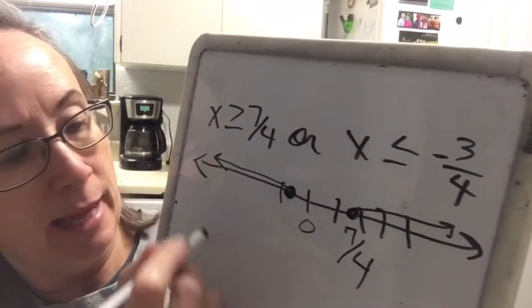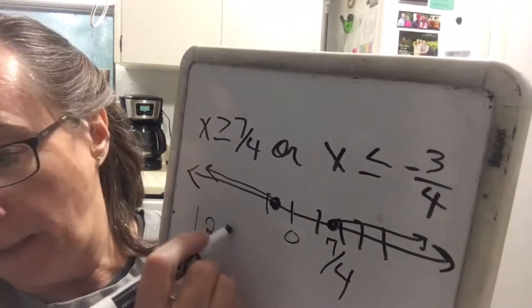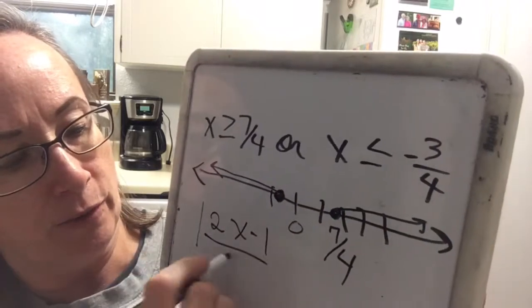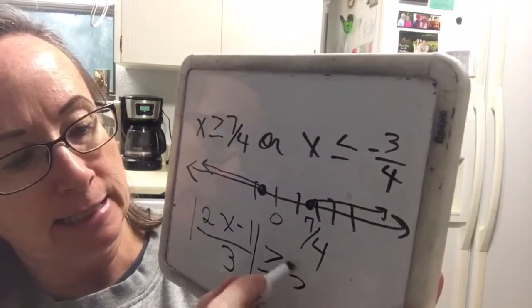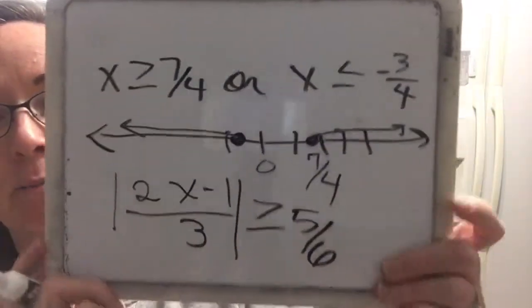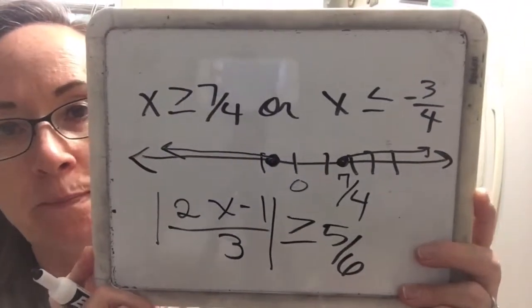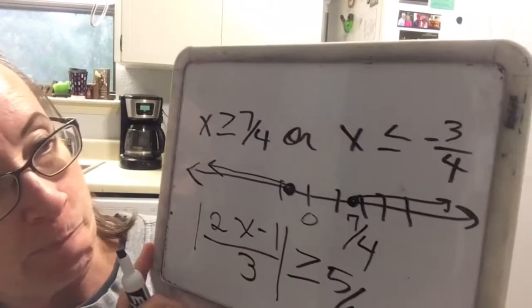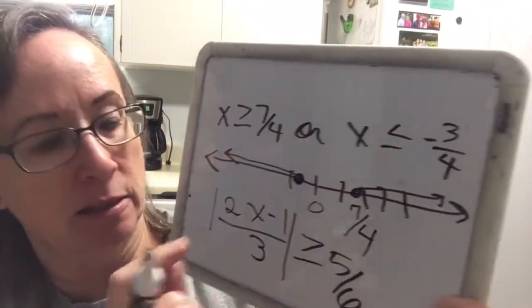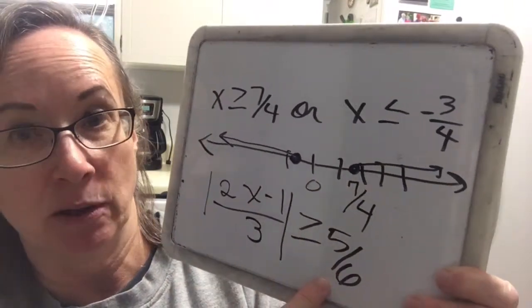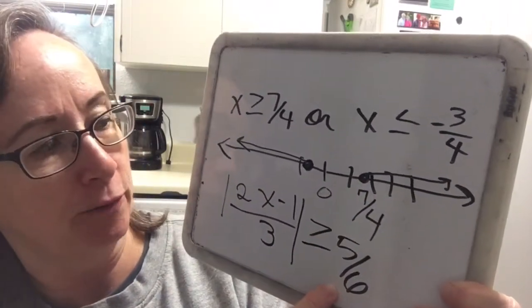Now remember that the absolute value of (2x minus 1) over 3 is greater than or equal to 5/6. That was my original inequality. So now remember what I said, that these endpoints should each make this equal. So let's plug them in and see if we have them.